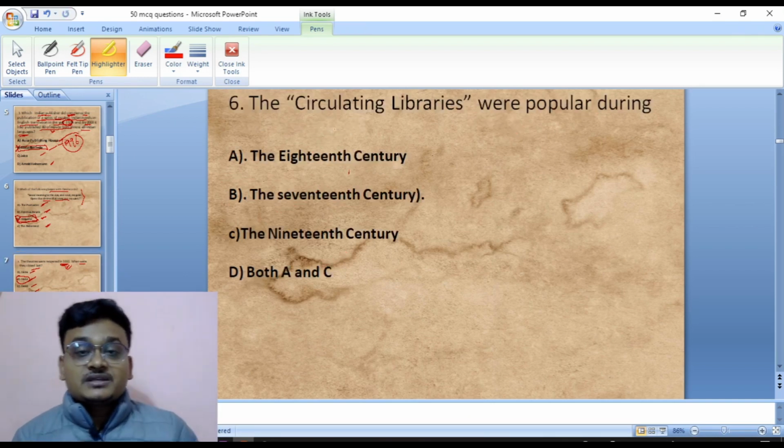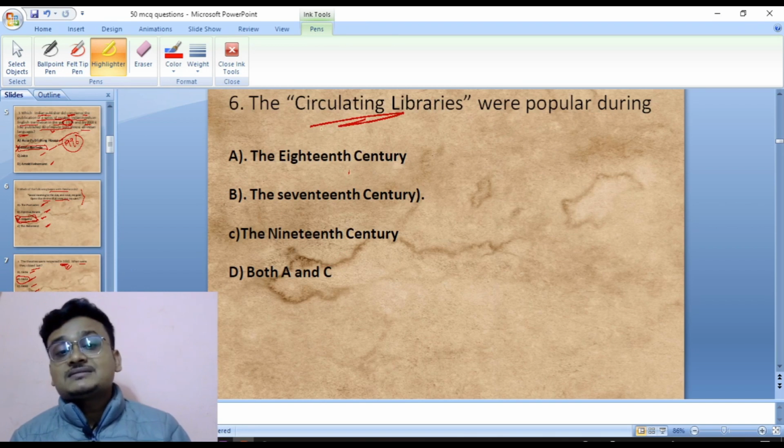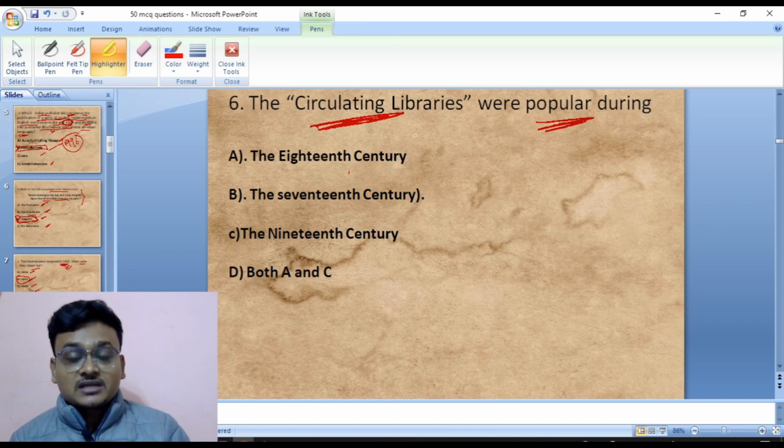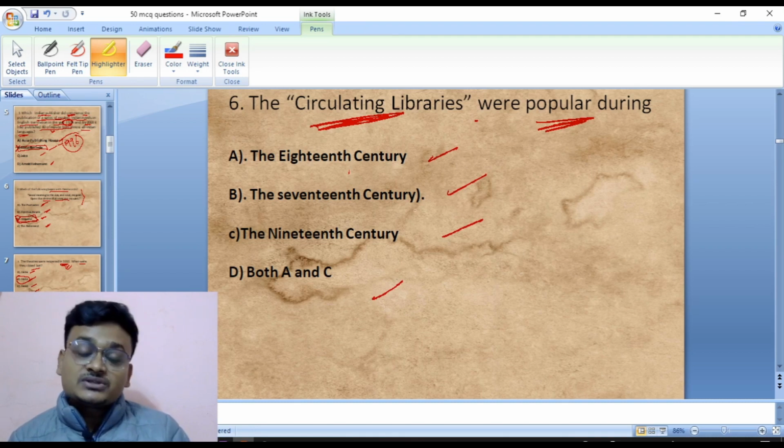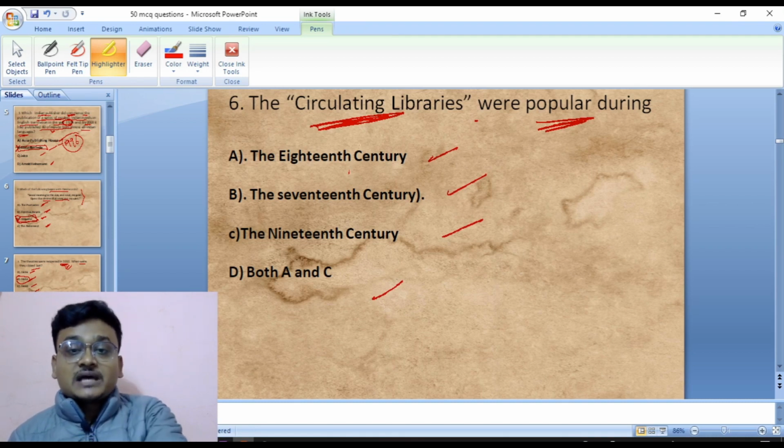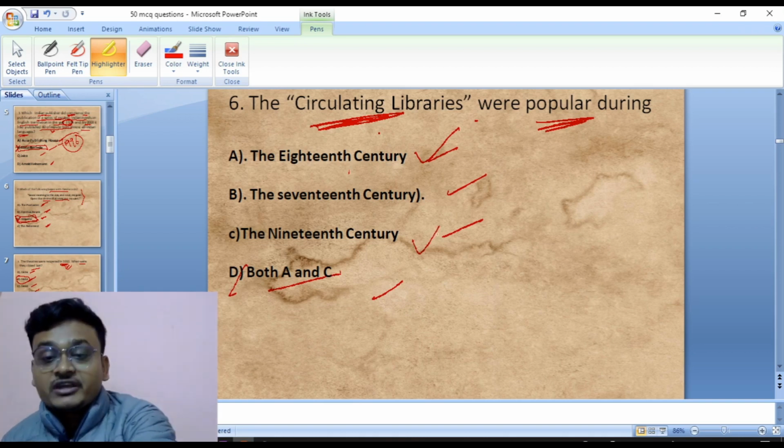Okay, now move to question number 6. The circulating library. The circulating libraries were popular during which time? The 18th century, the 17th century, 19th century, or both? A and C. So circulating libraries were popular during the 18th century and 19th century. So option D, that is both A and C, the 18th century as well as the 19th century, during that time the circulating libraries were very famous and popular.